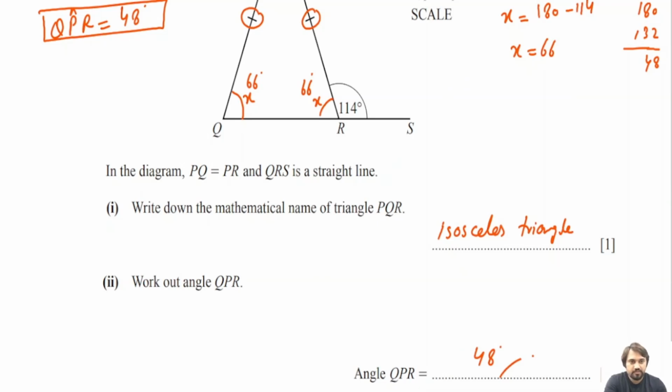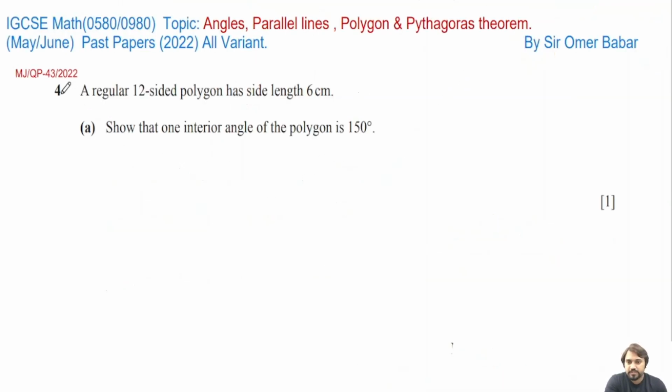Now moving towards our last question of this video, question 4. The paper was 4 and the variant was 3. It says a regular 12-sided polygon. Regular means all sides are equal and all angles are equal. A regular 12-sided polygon has side length 6 cm. Show that one interior angle of the polygon is 150 degrees.